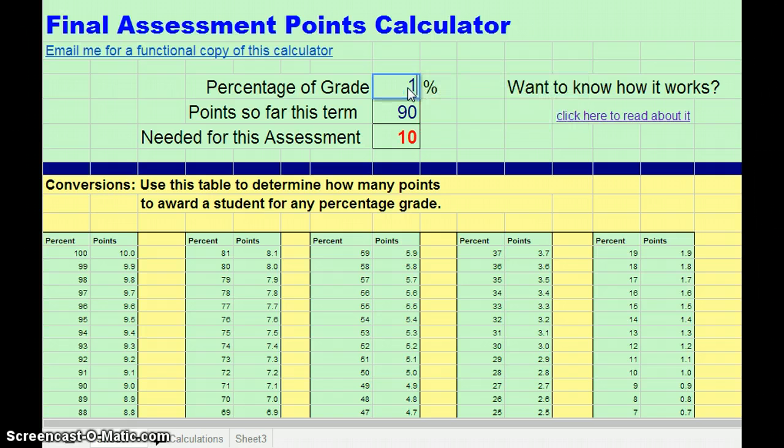So let's say that you've got 90 points still, but it's supposed to count 15%. How do you get to this number 16? Well, the machine does all these calculations on a different page, and that page is called the calculations page. So if we have a look over there, remember we've got 90 points so far, and we want it to count 15%.